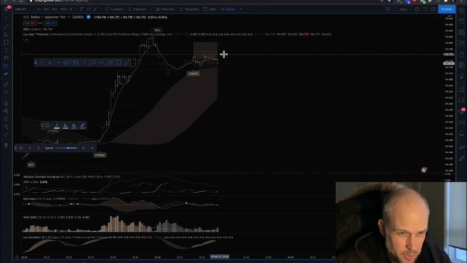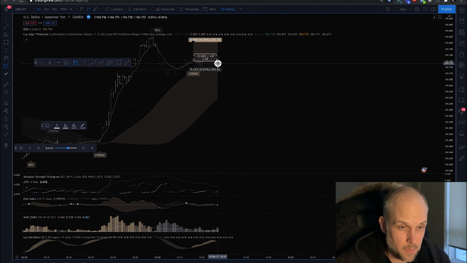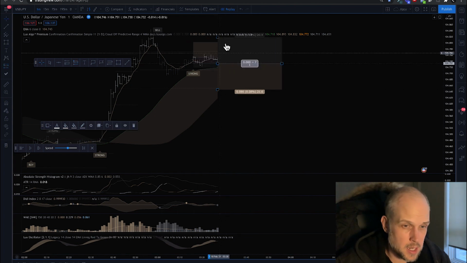So now I've got 3 indicators going down. 1, 2, 3, 4 indicators going down. So I'm going to go ahead and enter a trade here. We got 18, so that's going to be plus 9, which is 27.